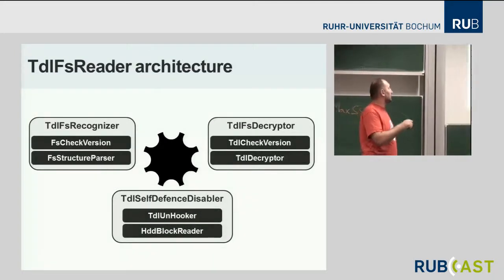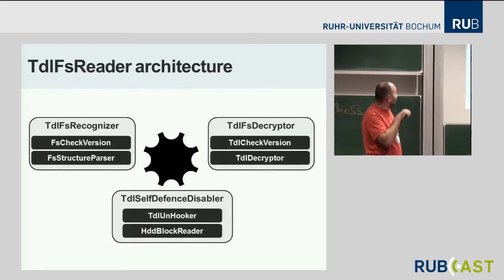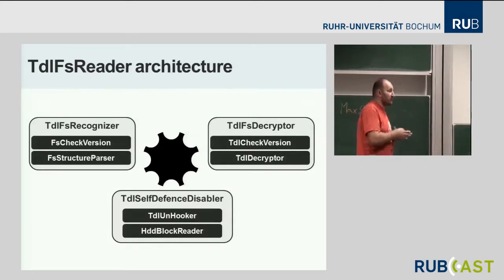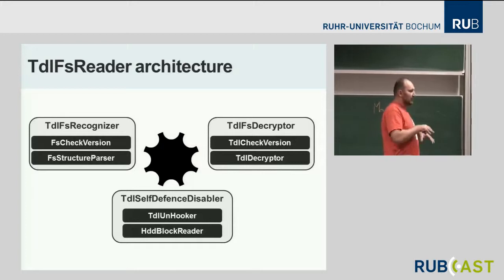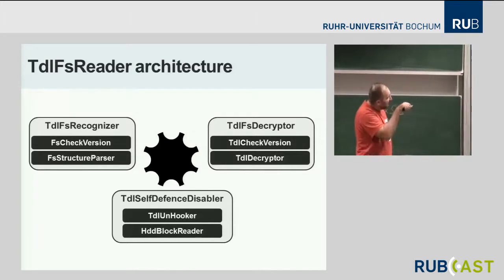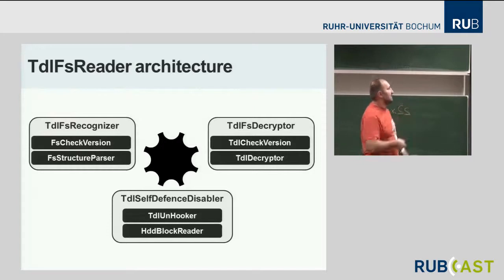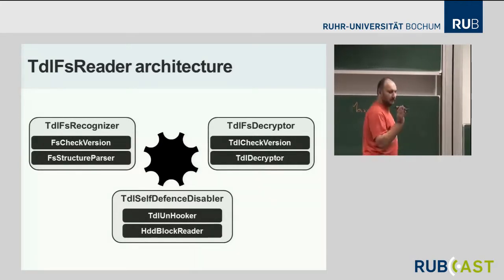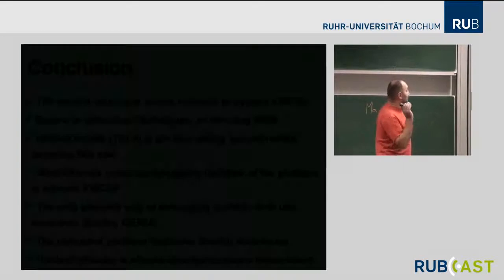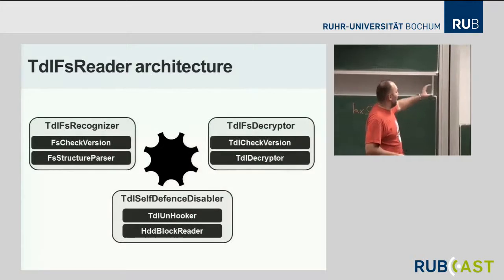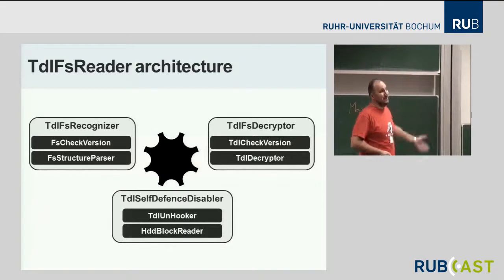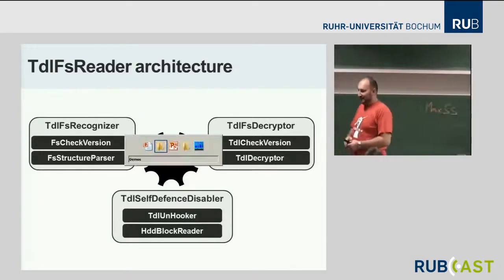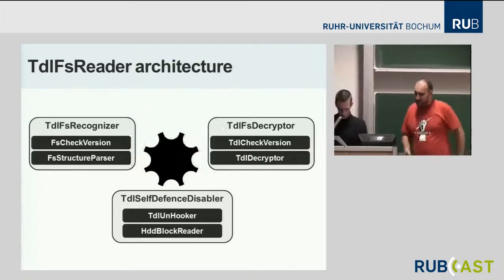This is how it works. The hidden FS recognizer checks the version of the file system and loads the structure parser. The decryptor uses the same technique. And the defense disabler is an unhooker and block reader. Oh, sorry. We have a demonstration, and we lost the slide with this demonstration. Please run the video.